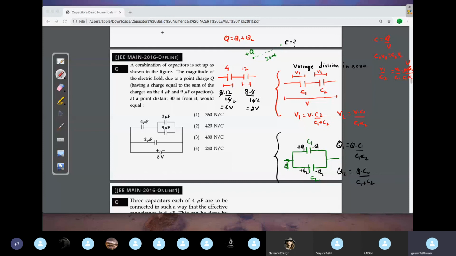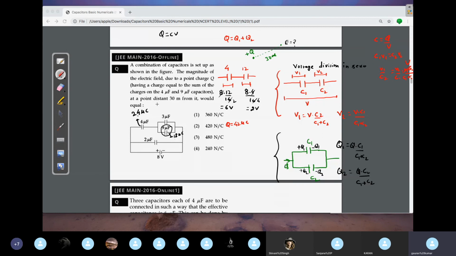So you know 2 volts. What is Q? Q is C into V. So what is the charge you will get here? What is the voltage? 6 now. So this will be 24 microcoulomb. And what is the charge here? V is 2 volt. Both are parallel. It will be 18 microcoulomb. If you add both, 42 microcoulomb. Therefore Q comes out to be 42 microcoulomb.